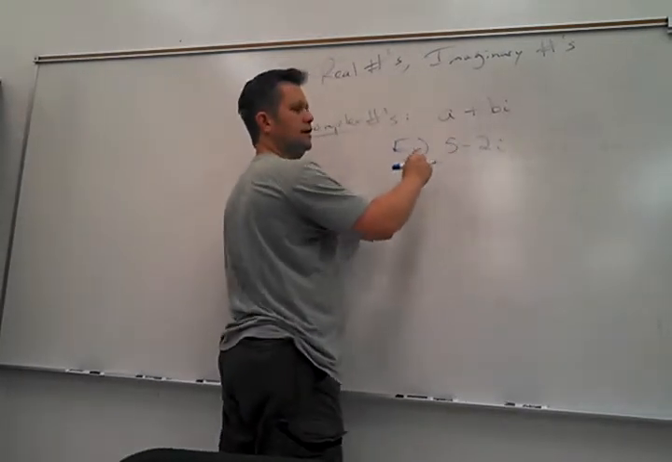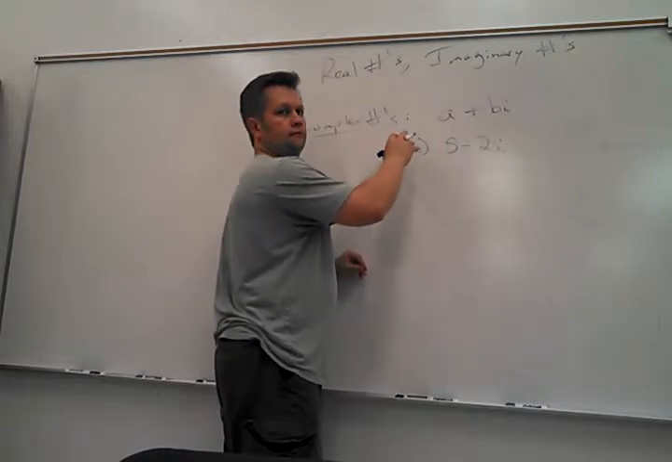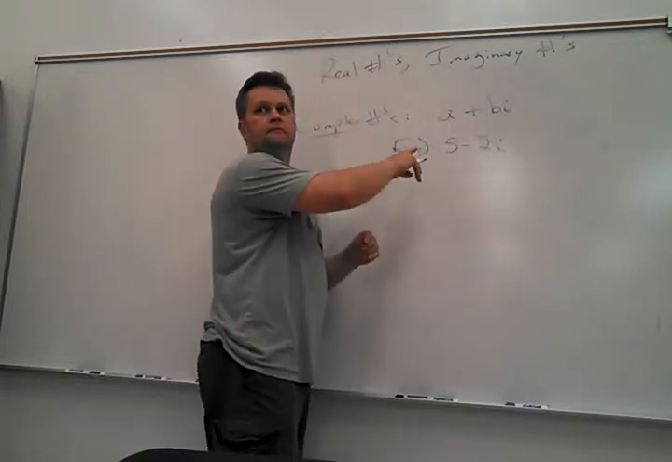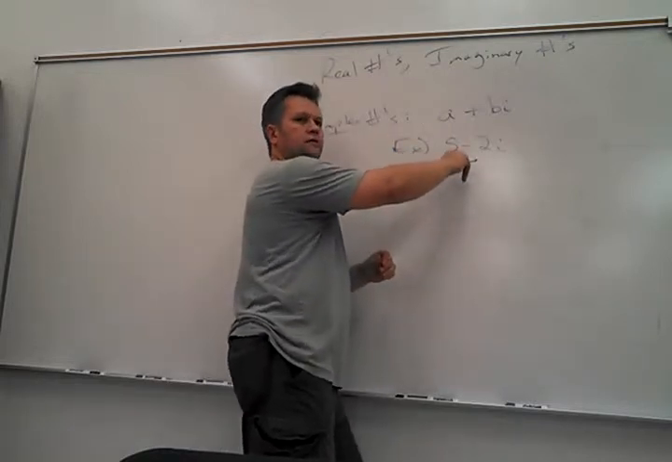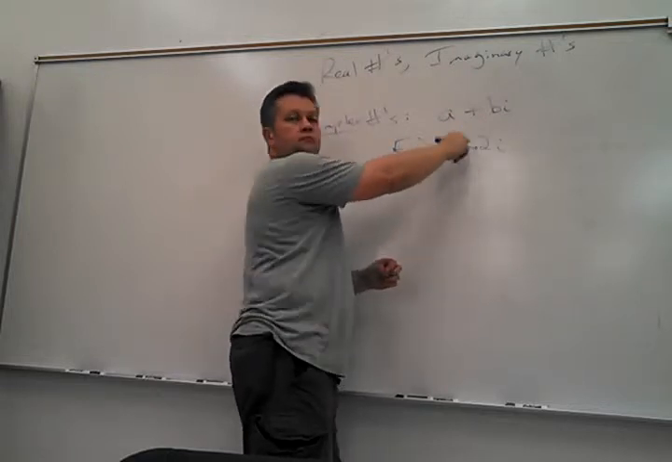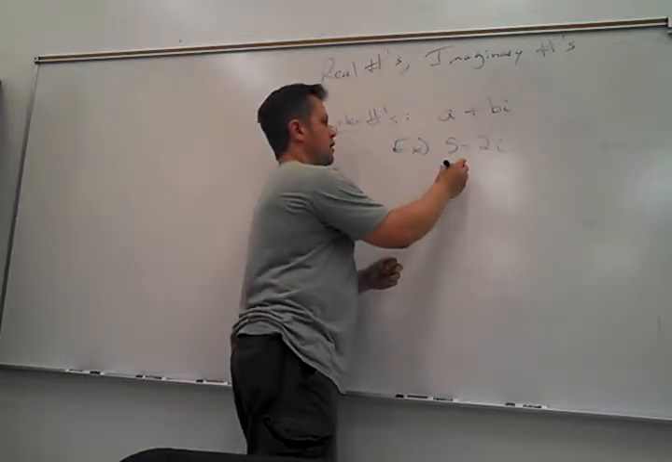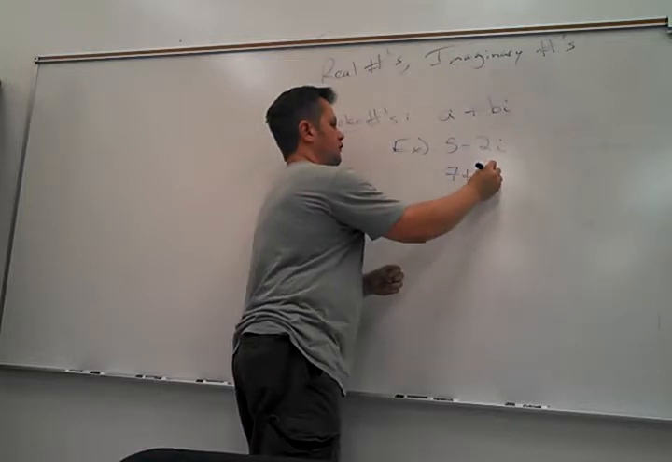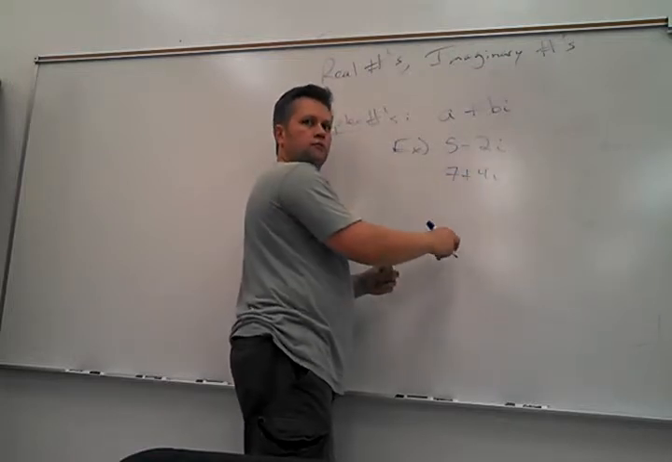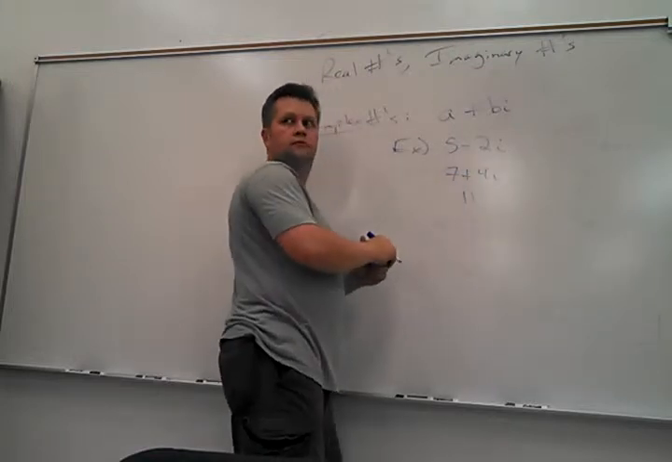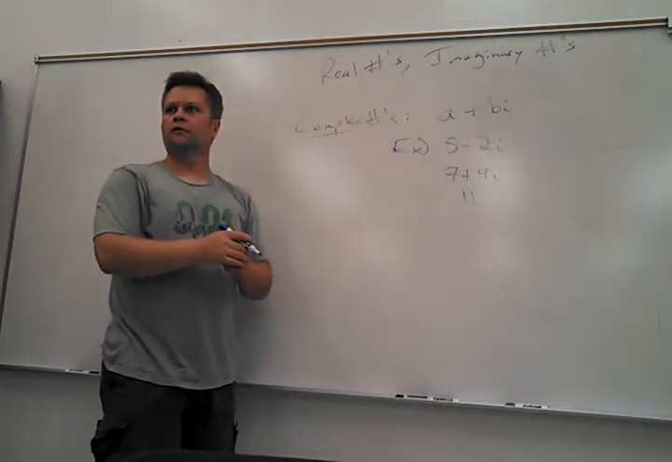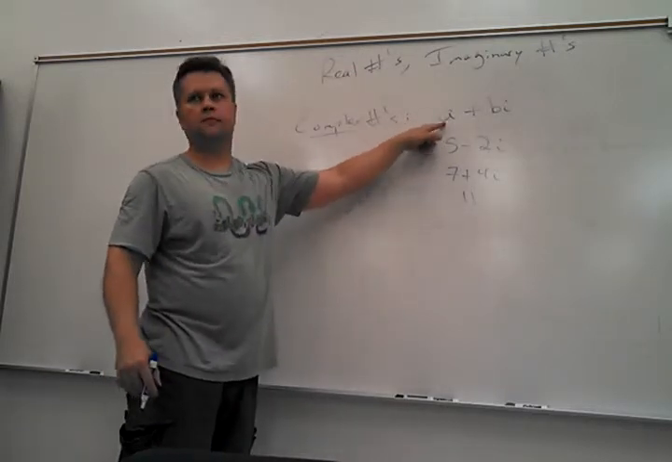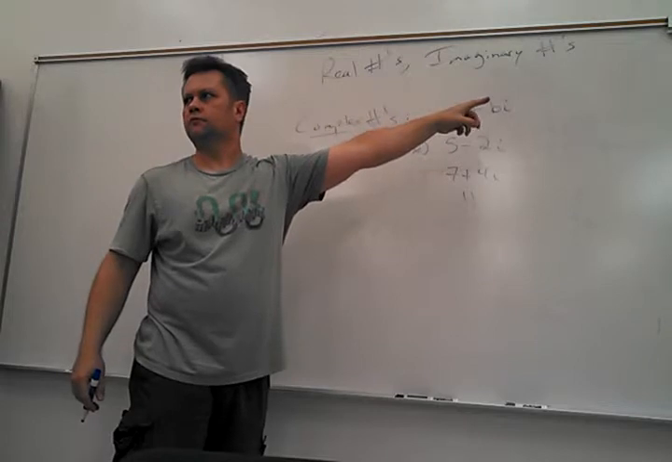Where a is, what's a? 5. b is negative 2. Right? 7 plus 4i. a is 7, b is 4. What about 11? Is that complex? Hell yeah. a is 11, b is 0.